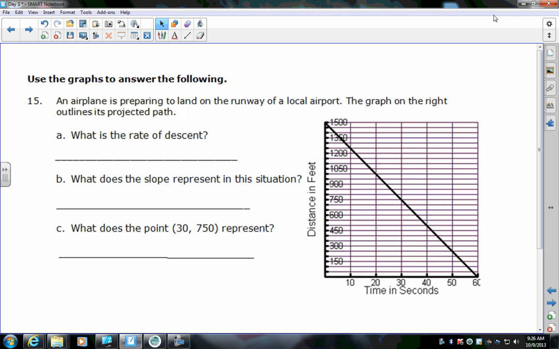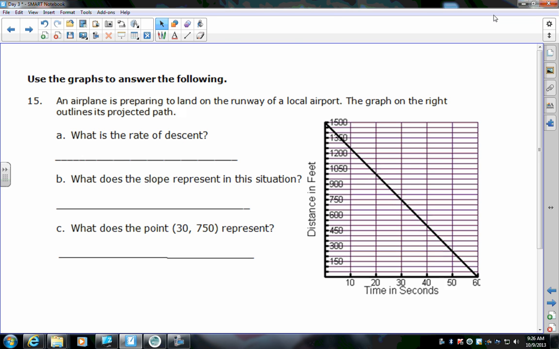All right, number 15 says, an airplane is preparing to land on a runway of a local airport. The graph at the right outlines the projected path. It asks you different questions. It says, what is the rate of descent? What does the slope represent in this situation? And what does the point 30 and 750 represent?